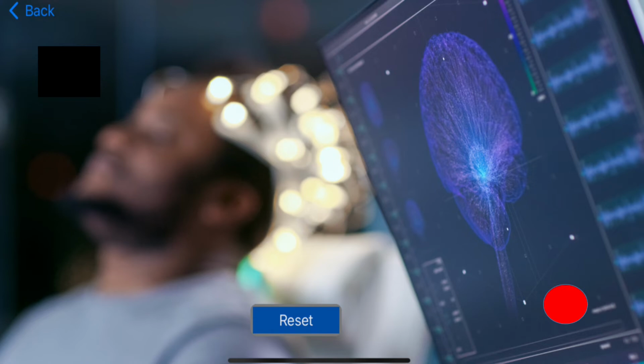After another 3-second delay, the target motion will repeat. This will occur for 3 cycles. To repeat this cycle, press the reset button and once again tap the red circle, wait 3 seconds, and follow the moving target with your eyes. Remember to keep your head pointing straight ahead.